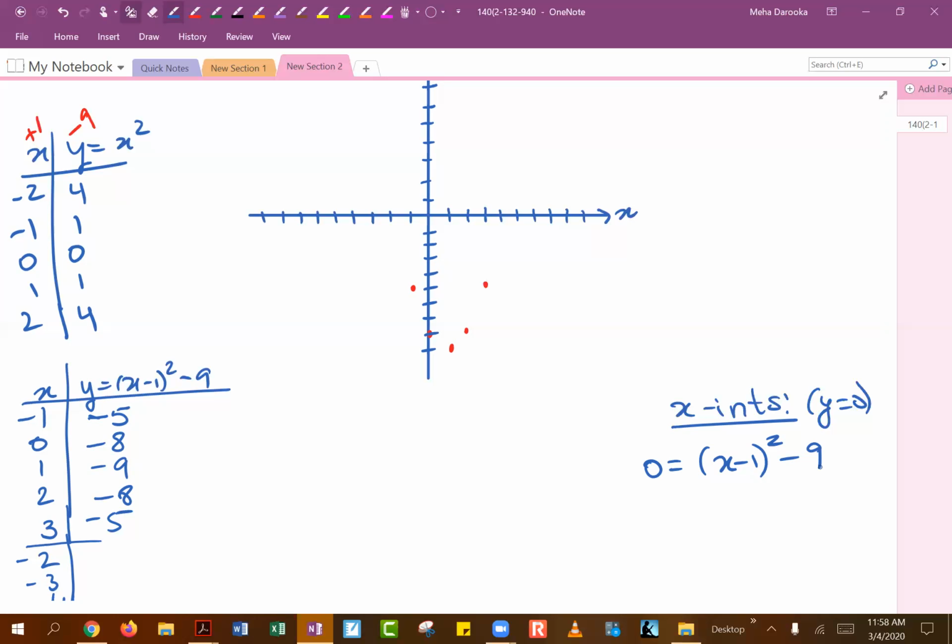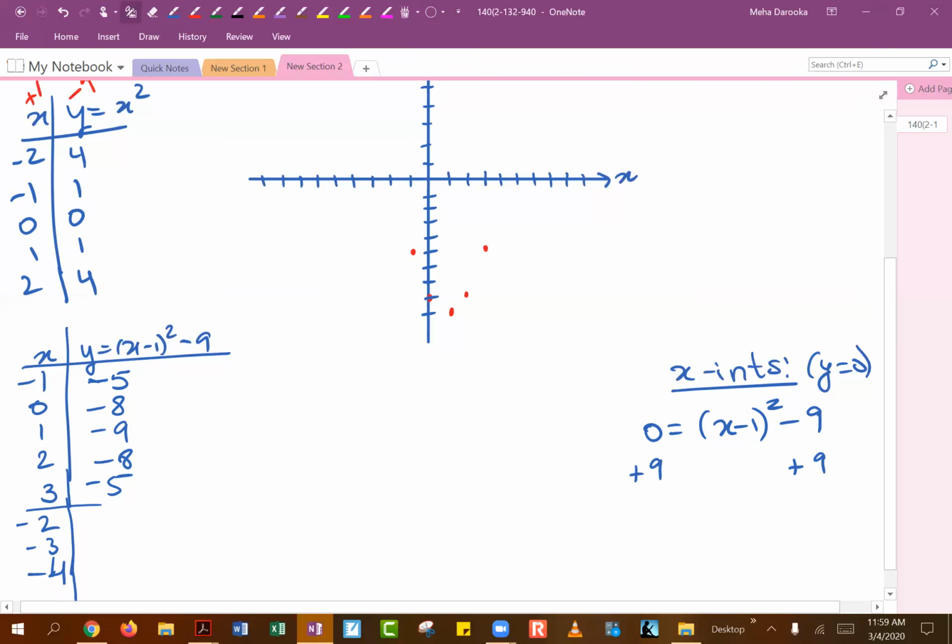Okay, so if you are trying to find your x-intercepts, and that will honestly be something we need to solve this problem. So take your y, replace it with a 0, and now try to isolate your x variable. So that would be starting by adding the 9 first to both sides.